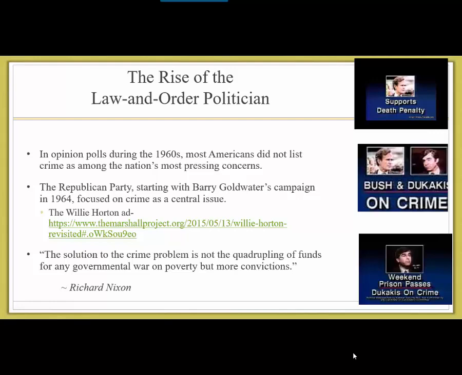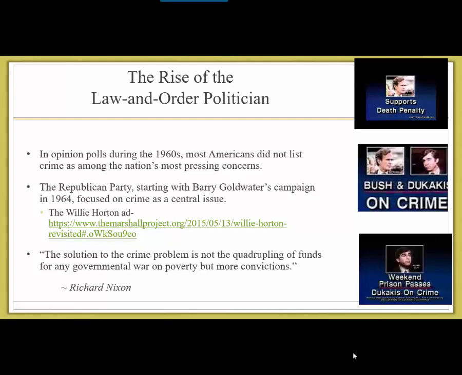You can see some stills from that ad, and you can see how it really played on people's fears around crime. On one hand, you have someone that's stern and tough and supports the death penalty, and on the other hand, you have someone that is being accused of supporting weekend prison passes, which was seen as lenient and potentially dangerous.